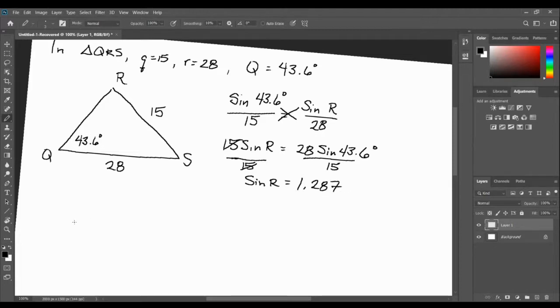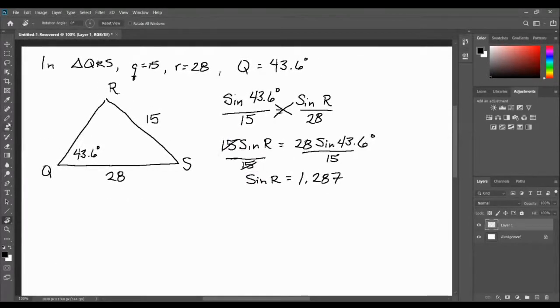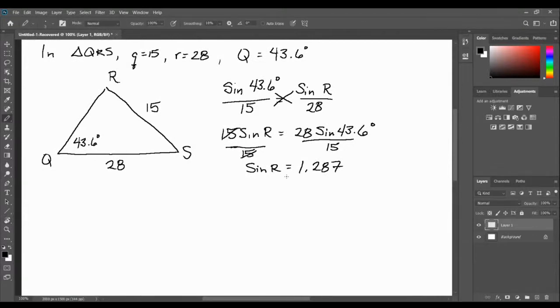Which doesn't exist. Sine is never greater than 1. Sine is only between 1 and negative 1, right? Our unit circle has nothing greater than that. If I took the arc sine of this, I would get an error. So it turns out that there is no triangle with an angle of 43.6 degrees whose opposite side is 15, along with another angle whose opposite side is 28. This is a no solution, which we saw was one of the cases we would run into.